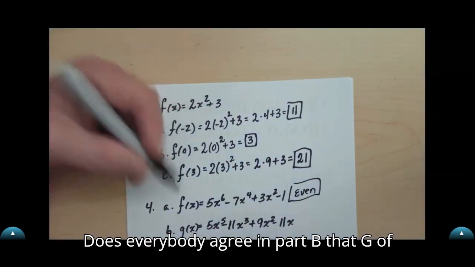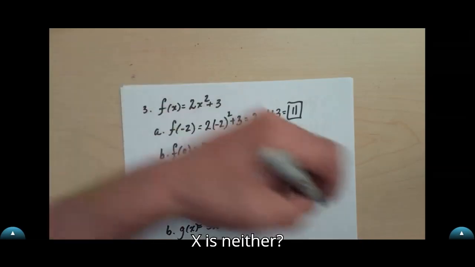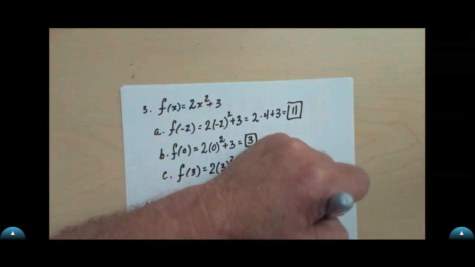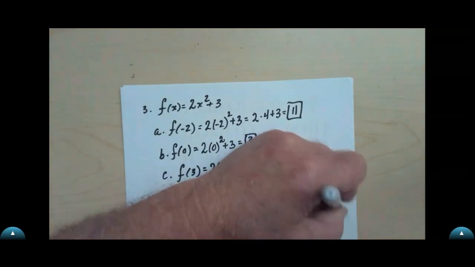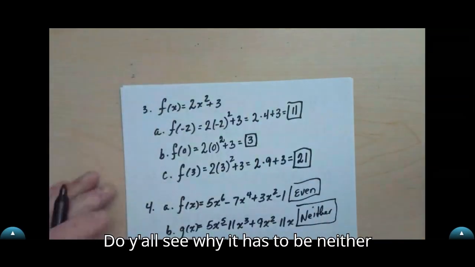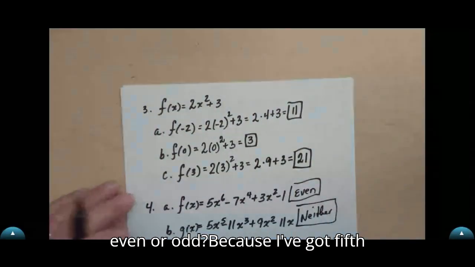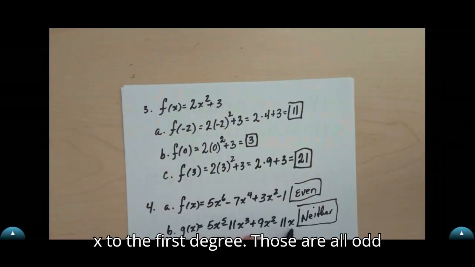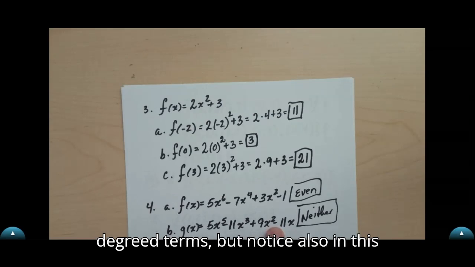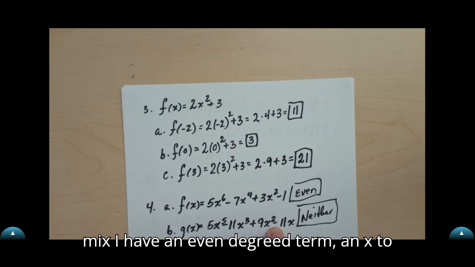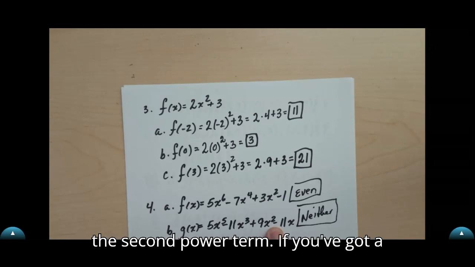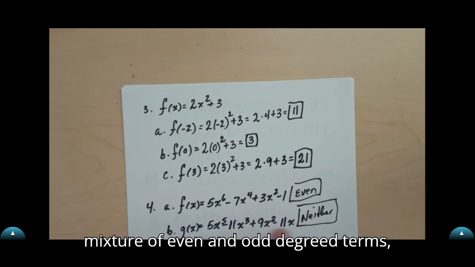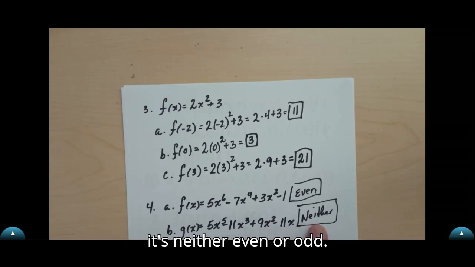Does everybody agree in part B that g of x is neither? Do y'all see why it has to be neither, even, or odd? Because I got 5th degree, 3rd degree, and of course x is x to the 1st degree. Those are all odd degree terms, but notice also in this mix I have an even degree term, an x to the 2nd power term. If you've got a mixture of even and odd degree terms, it's neither even nor odd.